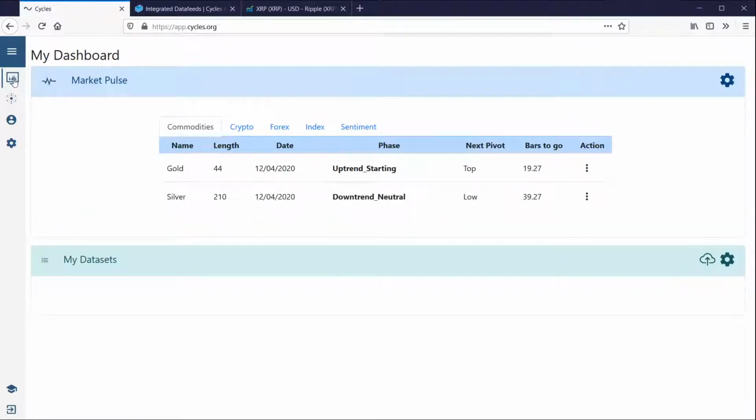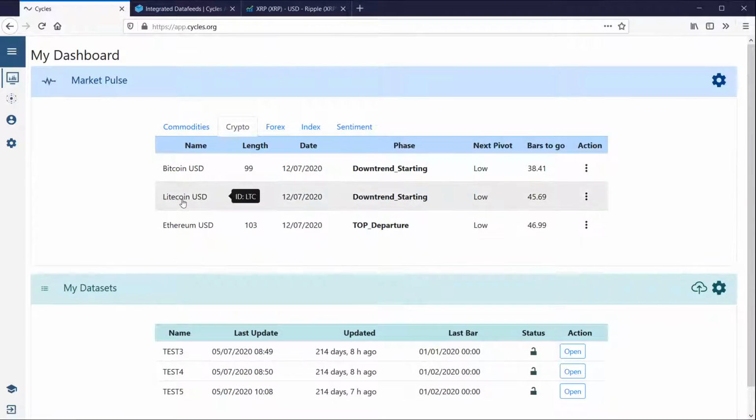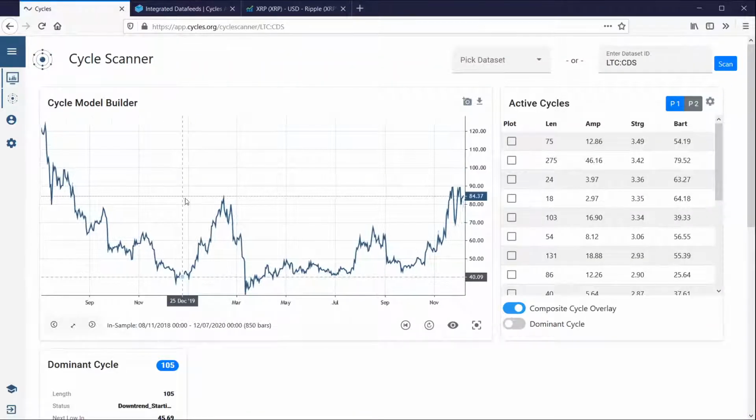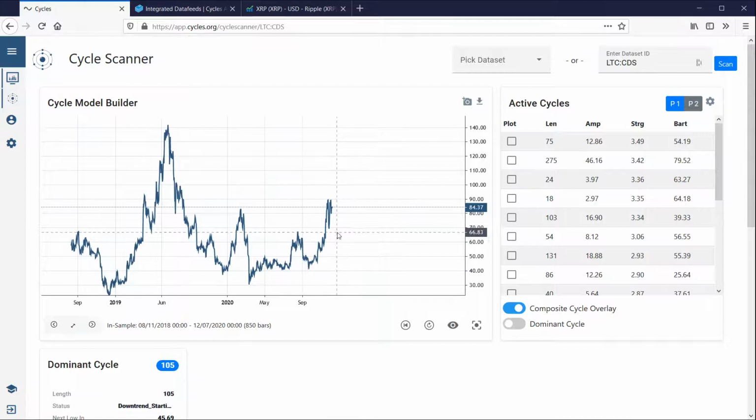Let's switch back to the main session. We can use Litecoin here just to browse some important coins.